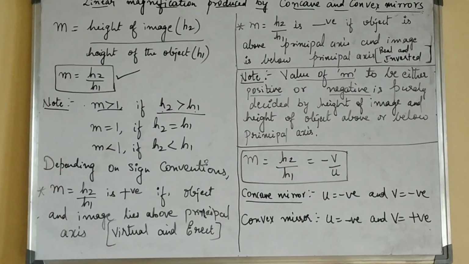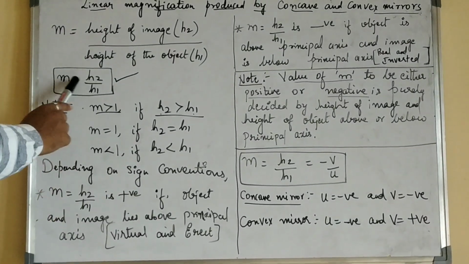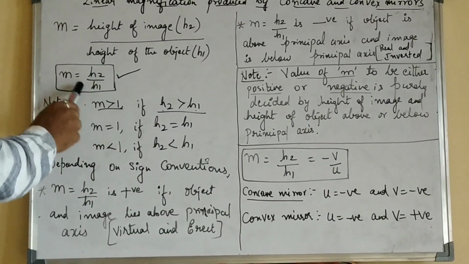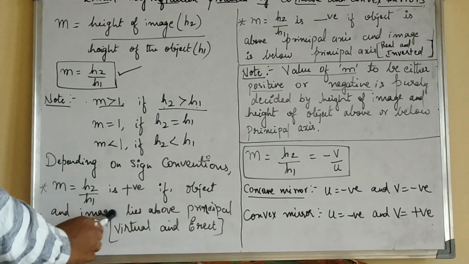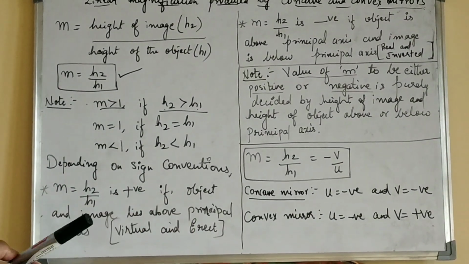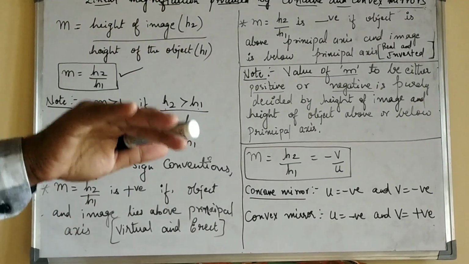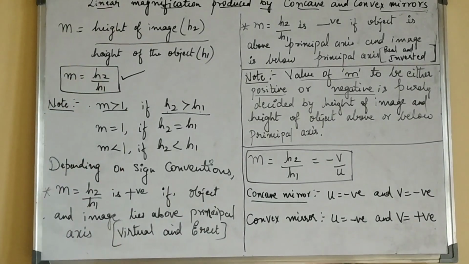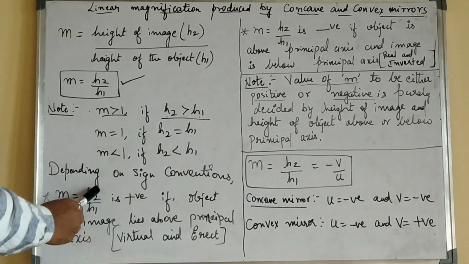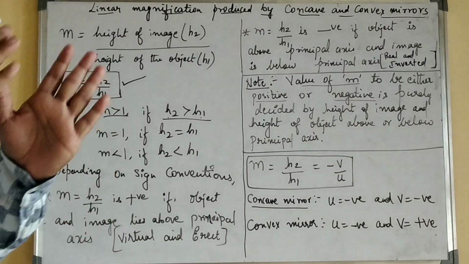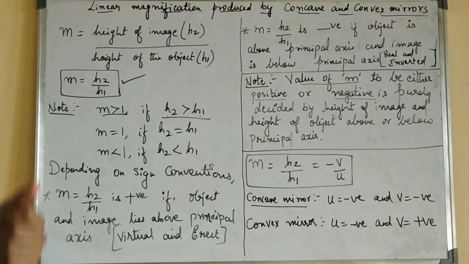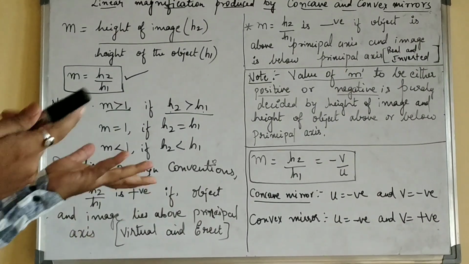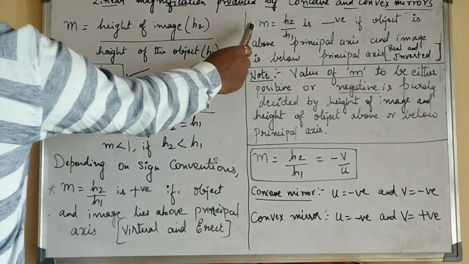Okay, so depending on those sign conventions, now see here, m is equal to h2 by h1. Now if m is positive, which means what? This RHS is positive, meaning the object and image lie above the principal axis, right? Object is above the principal axis, positive, that is h1 positive. Then the image is also above the principal axis, then h2 is also positive. When both are positive, m is positive, which means in which mirror can you expect both to be positive? It is obviously virtual and erect. Virtual and erect means in which mirror? Convex mirror, yes.